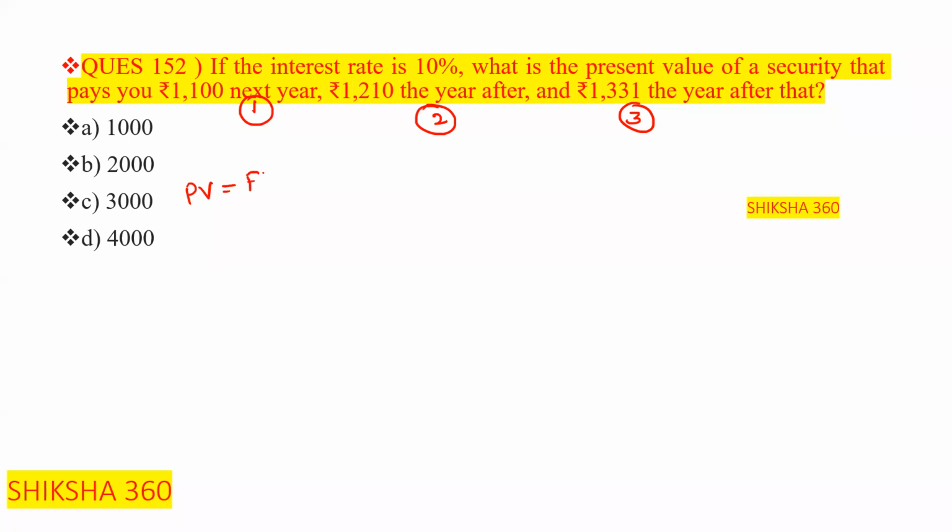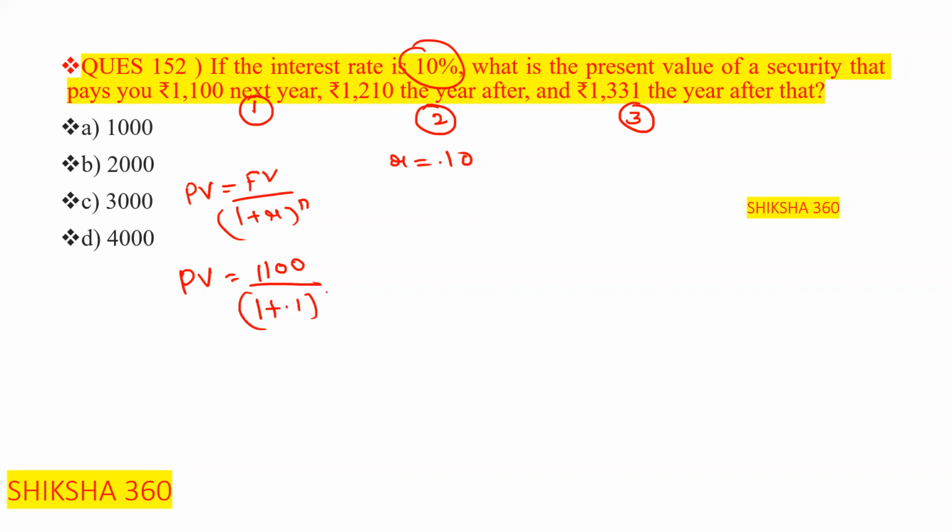So present value is equal to future value upon (1 plus r) power n. The interest rate here is given as 10%, so r is equal to 0.10. So present value is equal to 1100 upon (1 plus 0.1) power 1, plus 1210 upon (1 plus 0.1) power 2, plus 1331 upon (1 plus 0.1) power 3.